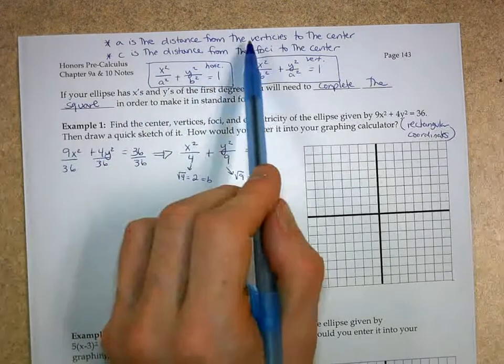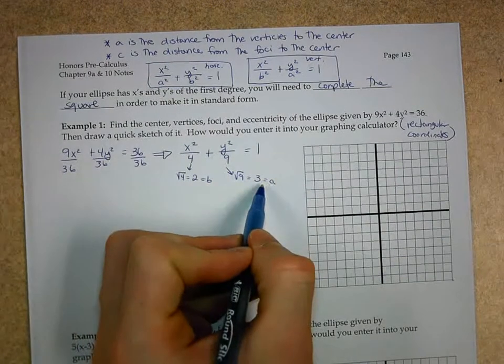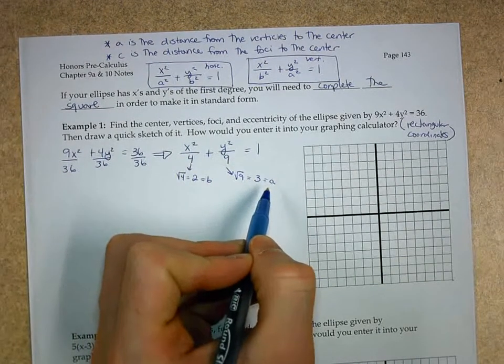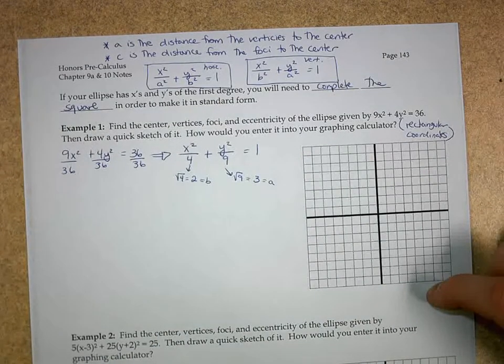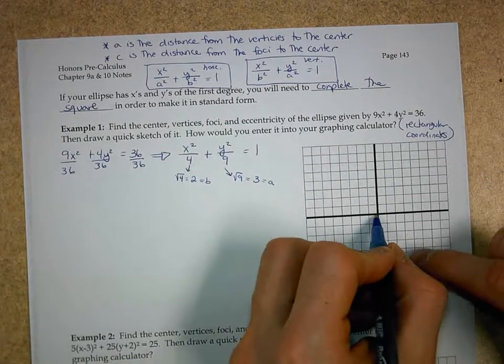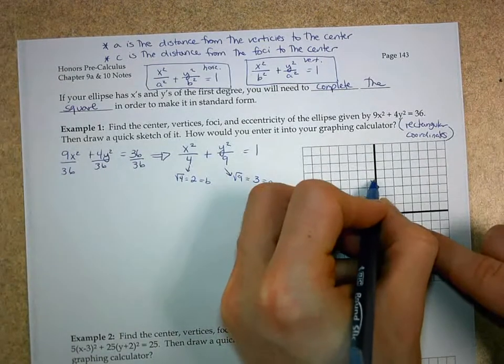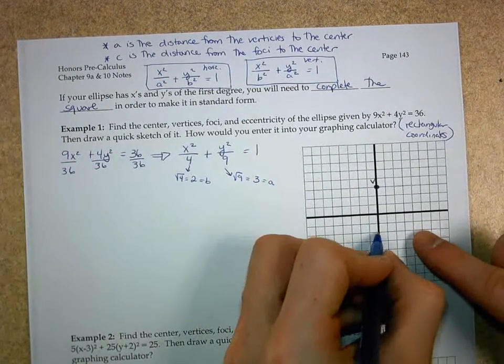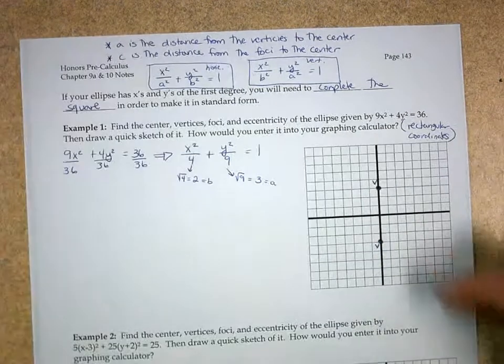Remember from what we said up here, a is the distance from the vertices to the center. So this a value of 3 units is going to tell us our distance from the center to the vertices. So here I've got no horizontal or vertical shift, so my center's at 0, 0. And I'm going to go 3 units up and mark that as a vertex. I'm going to go 3 units down, and that's going to be a vertex.